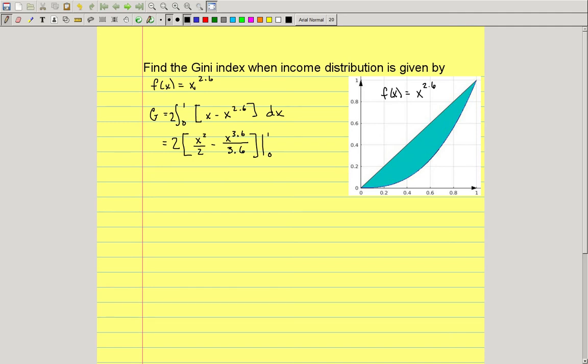So clearly when I plug 0 in, I'm going to get 0, so we're not going to worry about writing that down. So we have 2 times 1 squared over 2 minus 1 to the 3.6 power divided by 3.6. And then with the help of a calculator, we see that this is approximately equal to 0.444. All right, very straightforward calculation.